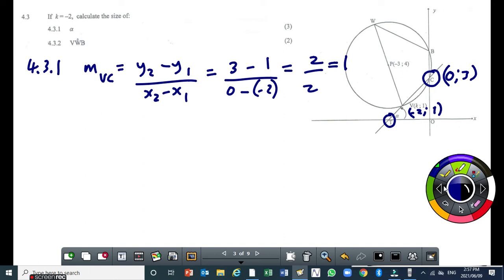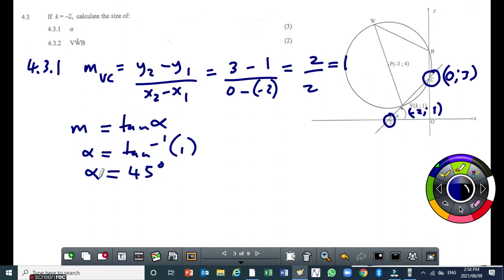I can tell you the size of the angle by knowing that gradient. Okay? So, m equal to tan theta, which means theta. In this case, our theta is alpha. So let me replace the theta by what? Alpha. Which means alpha will be equal to shift tan of 1, which gives me 45 degrees. You don't need a calculator for that. Okay? Shift tan of 1 is 45. Alright, then 4.3.2 says VWB. So the angle that we now need to find is this one here. Now, based on the angle of inclination, is that an angle of inclination?